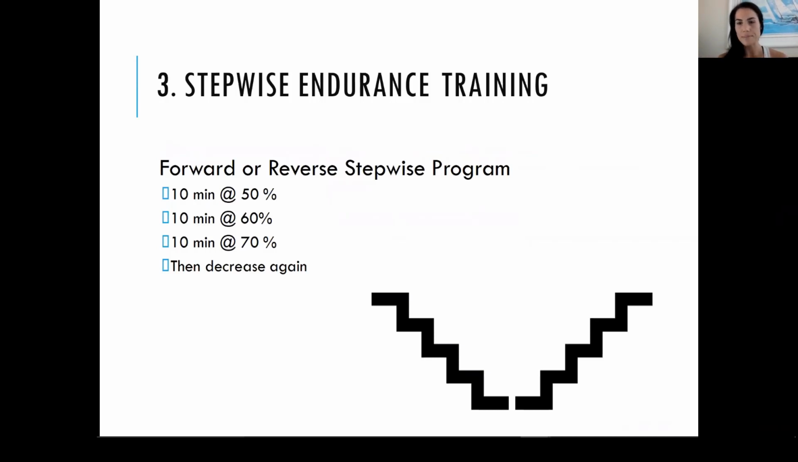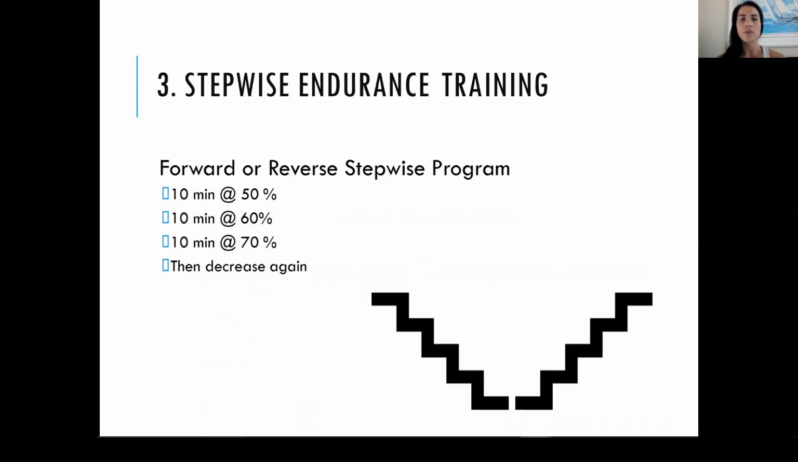This changes all the time. All right, so it's either forward or reverse stepwise programming. You can kind of see that in the diagram I have here. So essentially what it says is that you spend a period of time at a given intensity, and then you spend that same period of time at a step up or a step below that intensity.